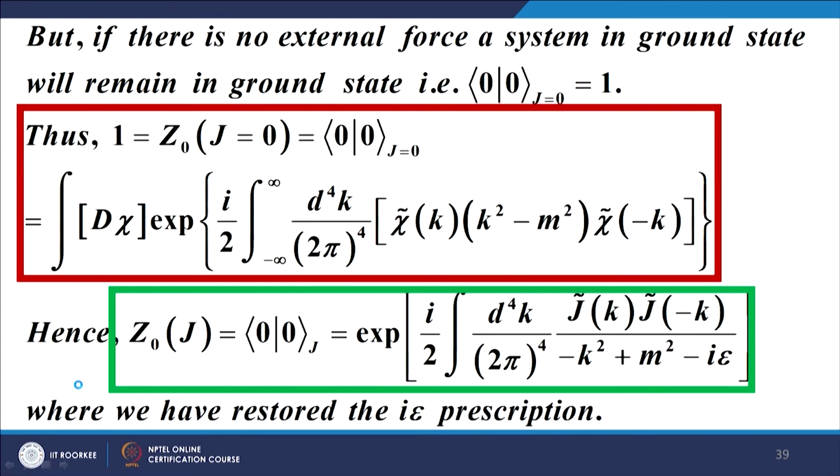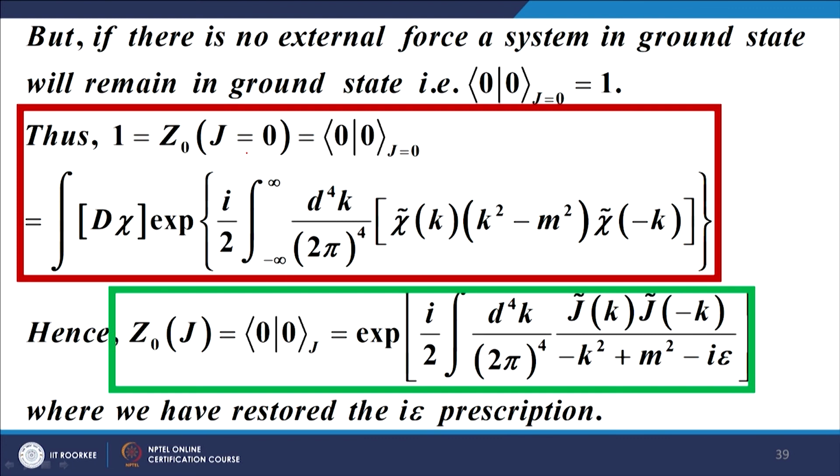Now comes the important part. If there is no external force, in other words, if there is no external field, that is j is equal to 0, then the field will not change. The field will remain in its ground state, because it is a free field. If there is no external source here, then the field remains unchanged, the field remains in the ground state. In other words, if j is equal to 0, then we must have Z0 equal to 1. Z0 at j equal to 0 must be equal to 1.